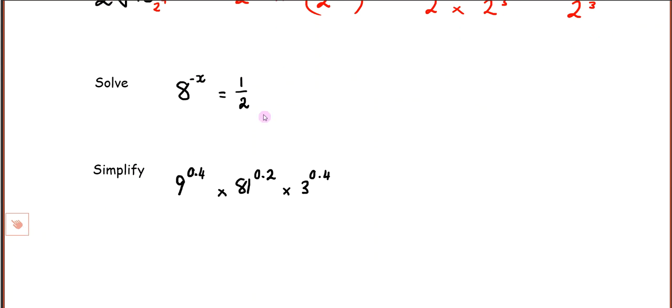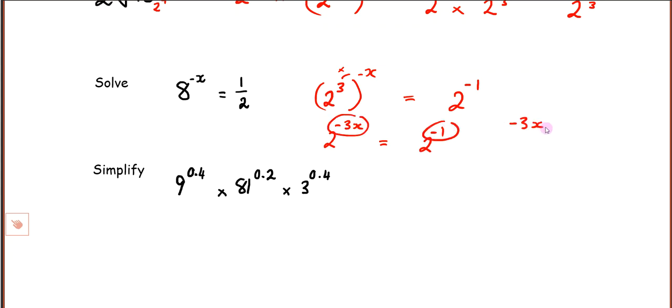This one was the challenge for those of you that got that far, but it's still well within your reach. So we've got to write it in the form. So I've got 2 to the power of 3 to the power of negative x is equal to 2 to the power of negative 1. So if I multiply those, I get 2 to the power of negative 3x is the same thing as 2 to the power of negative 1. Therefore, negative 3x has to equal negative 1, which means x must equal 1/3.